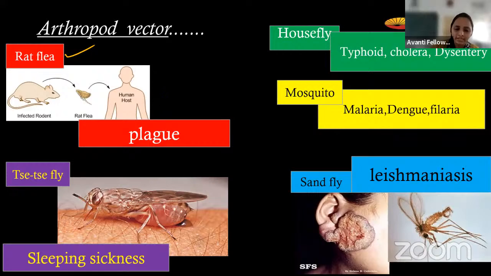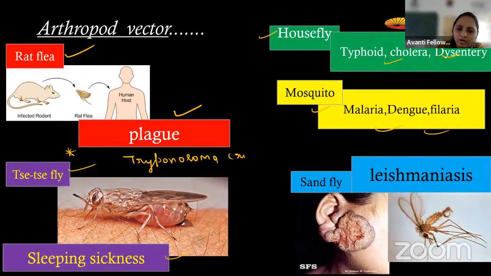Okay, students? Fine. See here, from the arthropod vector rat flea, you are going to get the plague. From the housefly, you are going to get typhoid, cholera, and dysentery. From the mosquito, malaria, dengue, and filaria. Sleeping sickness is from the tsetse fly, important. It is caused by Trypanosoma, which we can call cruzi or gambiense. Trypanosoma is the genus name. Leishmaniasis is spread through the sandfly, which is again an intermediate host.